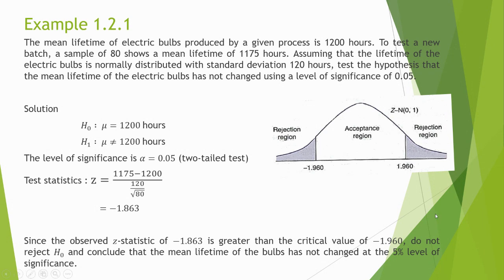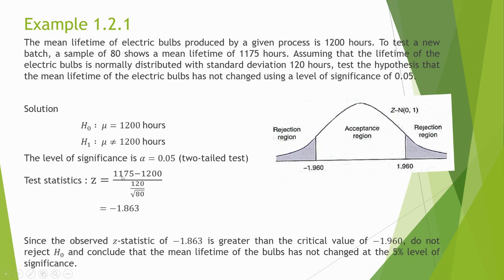Okay, assuming that the lifetime of the electric bulb is normally distributed with standard deviation 120 hours, test the hypothesis that the mean lifetime of the electric bulb has not changed using the significance level of 0.05. So that is your alpha. Okay, look at the figure here. Because this is not equal, they consider both sides. Okay, 0.05 for both sides, meaning that the left side is 0.025 and the right hand side is 0.025 as well. Okay, and then you compute the test statistic.